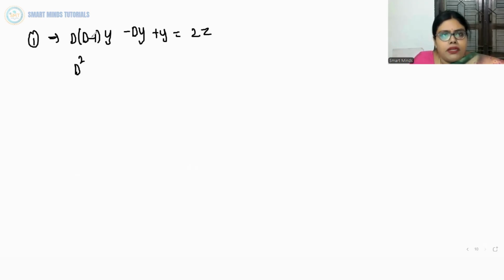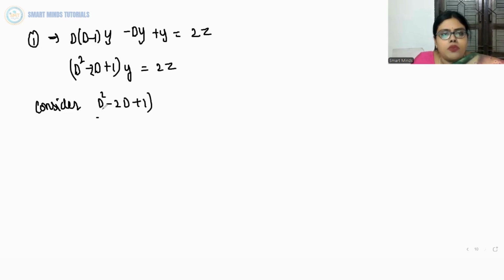Now equation number 1 will become D into D minus 1 into y minus Dy plus y is equal to 2z. So if you multiply this, D square minus 2D plus 1 into y is equal to 2z. Now let us consider D square minus 2D plus 1 into y is equal to 0.